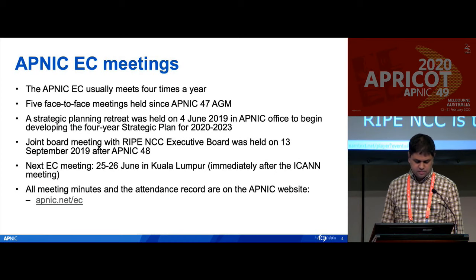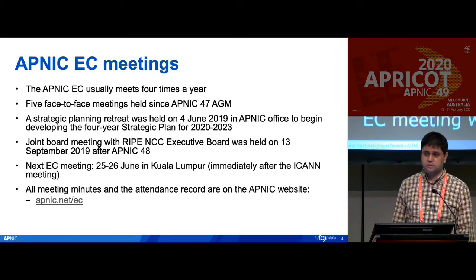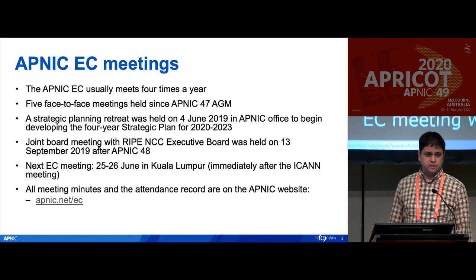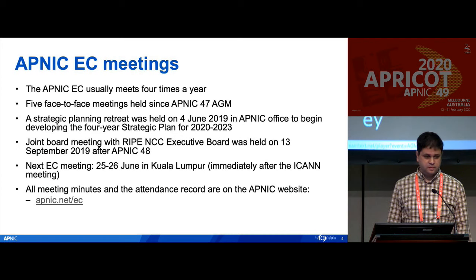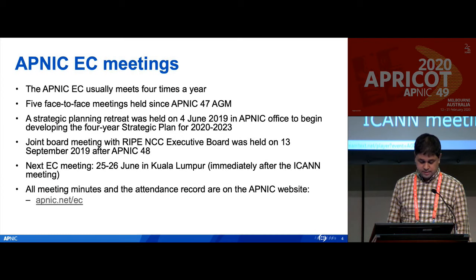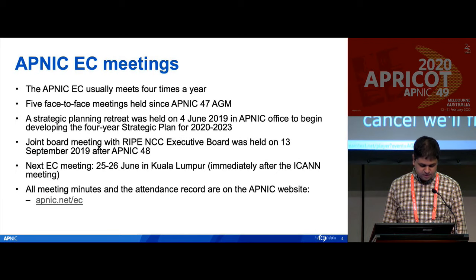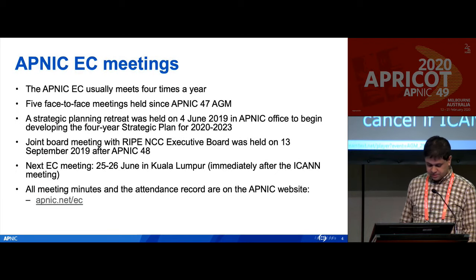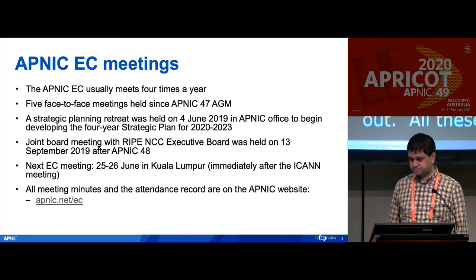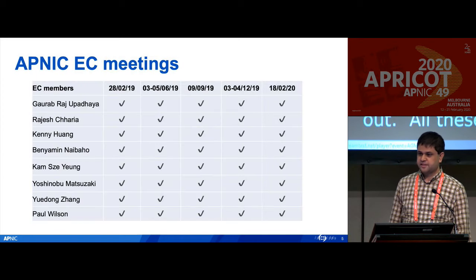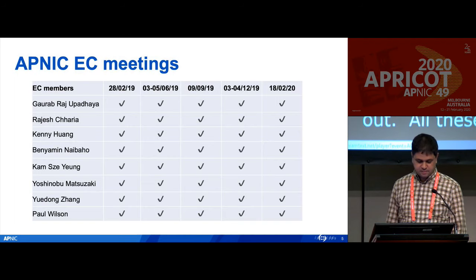The next EC meeting will be in Kuala Lumpur at the end of the ICANN meeting. If I can decide to cancel, we'll figure that out. And all the meeting minutes and attendee records are on the APNIC website at apnic.net/EC. We had perfect attendance in the last 5 meetings. Some of these are remote attendance, but we had perfect attendance.